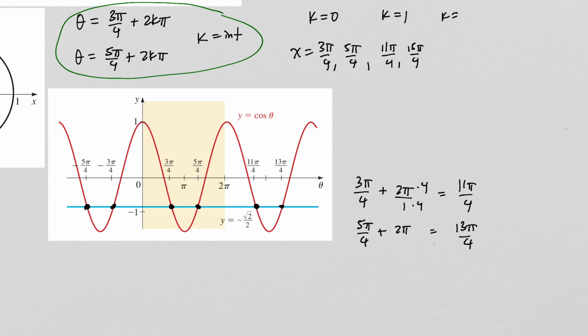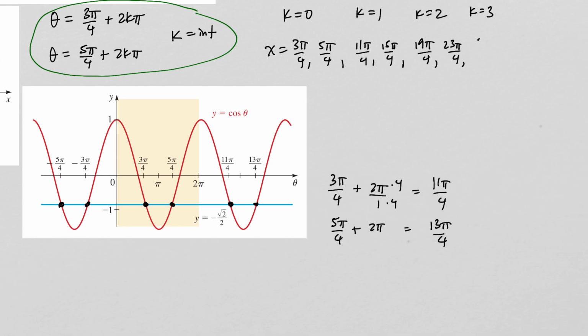And then if you let k equal 2, if I plug in 2 here, I'm going to be adding 4 pi to both of these. And then we're going to get 2 more solutions. Those next 2 solutions are going to be 19 pi over 4 and 23 pi over 4. That's 6 total solutions. And so lastly, if I let k equal 3, we will get 27 pi over 4 and 31 pi over 4. And so these are 8 specific solutions.